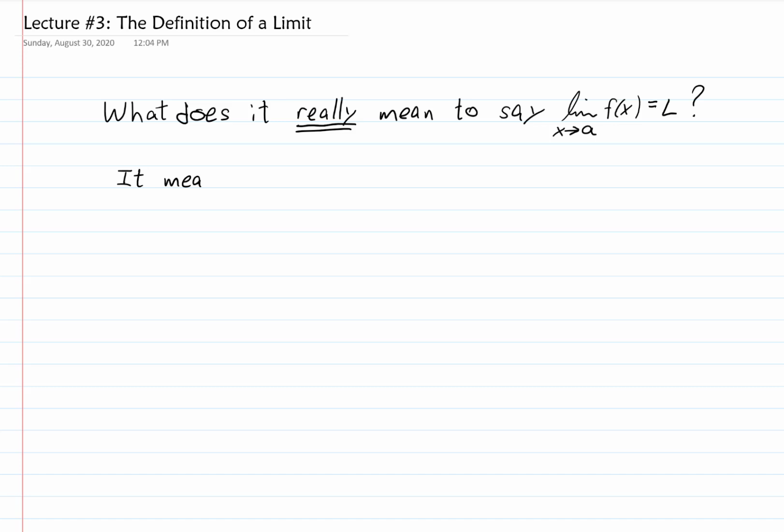Let's start with the idea that you got from the first two lectures. The idea is that y, or f of x, whichever you want to say. Always remember that x is the x value, f of x is the y value. Let's just write f of x instead of writing y. It means that f of x approaches L as x approaches a. That's the idea that you got from the first two lectures, right?